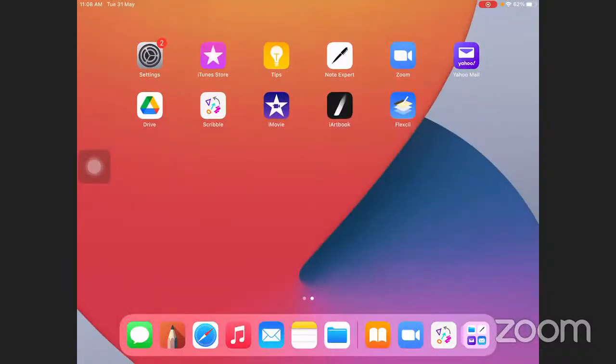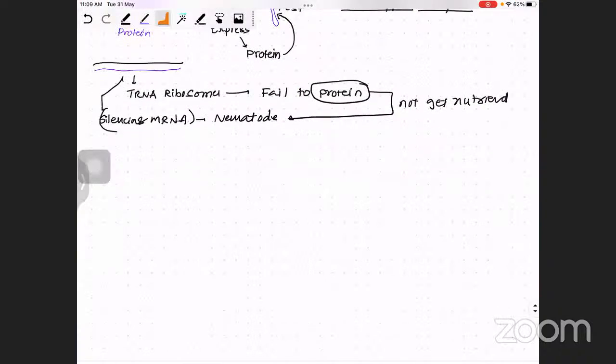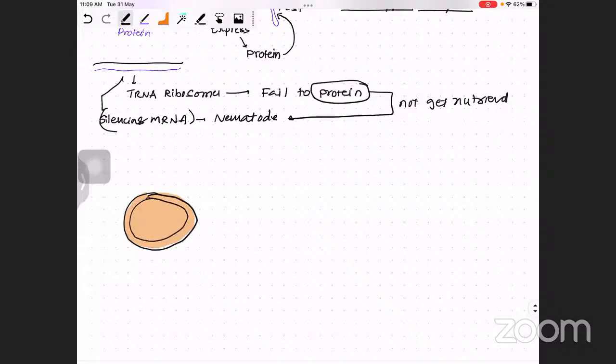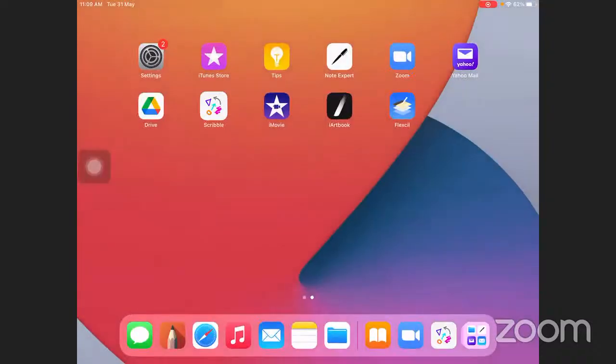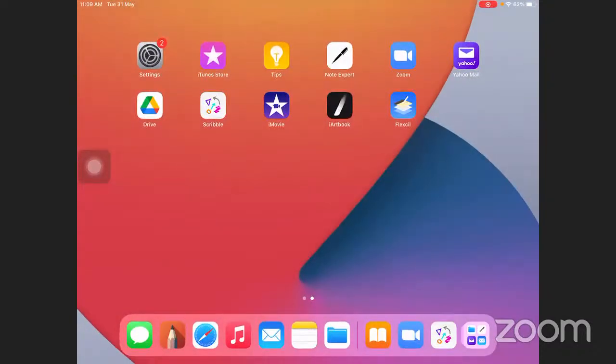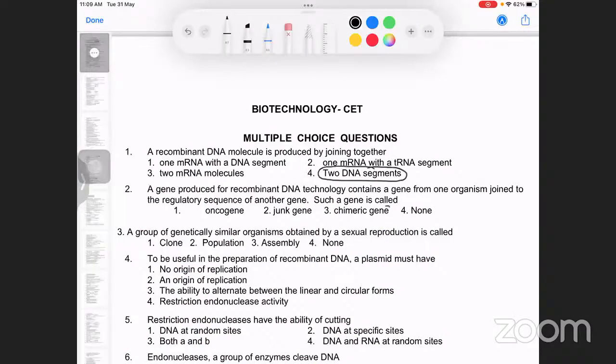If I have a plasmid, the plasmid has its own DNA sequence, and there is a DNA from another animal. I want to separate a portion of this DNA and introduce it in the plasmid. What is this DNA called? The portion of DNA is called foreign DNA, but scientifically, that foreign DNA is called chimeric gene. Junk gene in the sense is a waste gene.